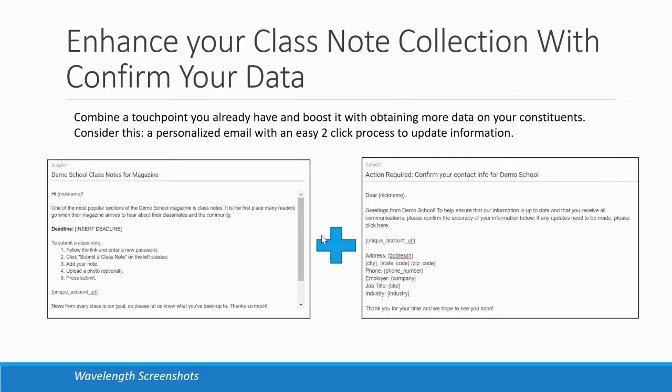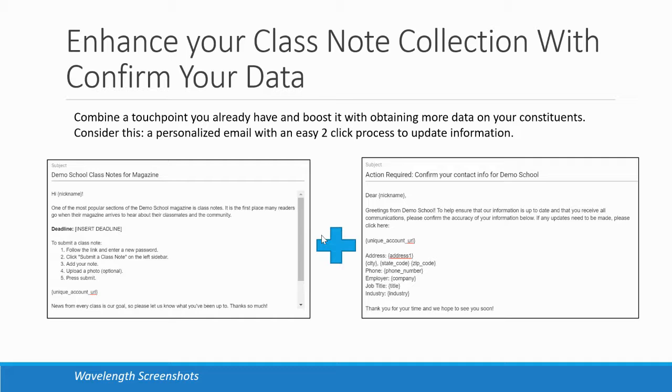So what you could do instead is try and combine class notes with a confirm your data. Remember what I said before, where you should be trying to confirm your data at least once or twice a year? Combine it with a touch point you already have. In this way, you can have a personalized outreach.